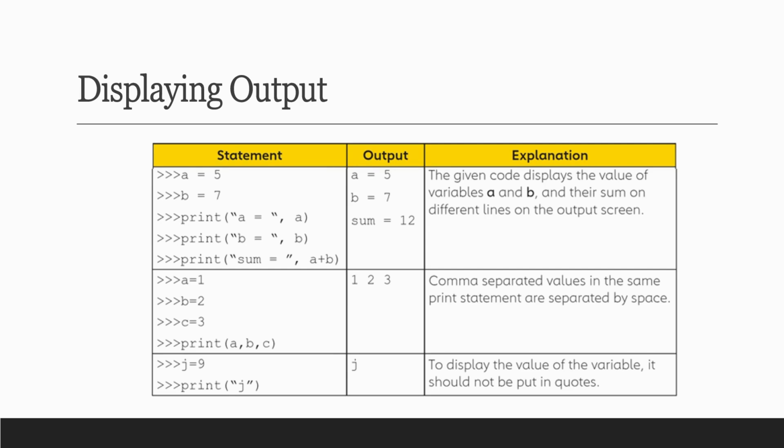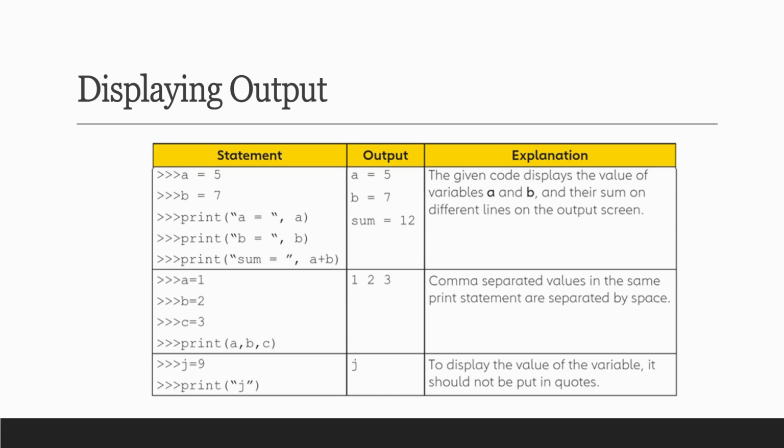In the second block, we are defining three variables, a equal to 1, b equal to 2, c equal to 3. The print function displays the values of these three variables separated by commas on the same line. Print within bracket a, comma b, comma c.